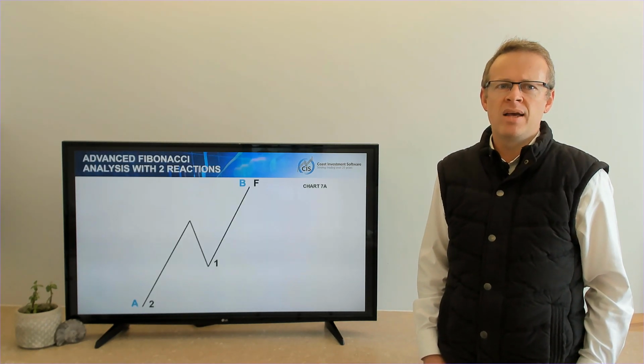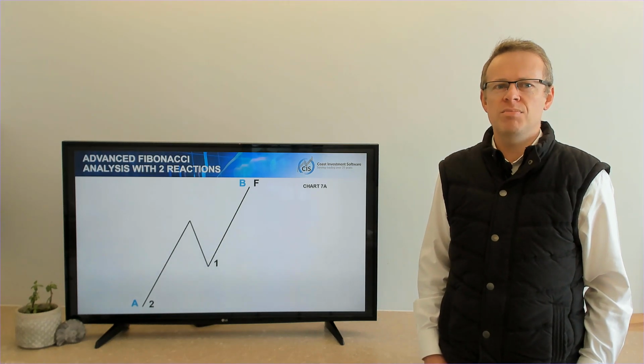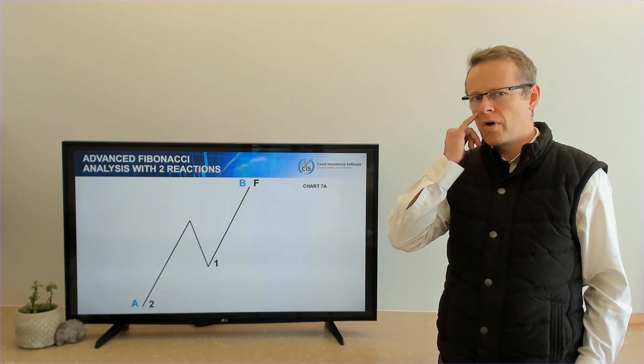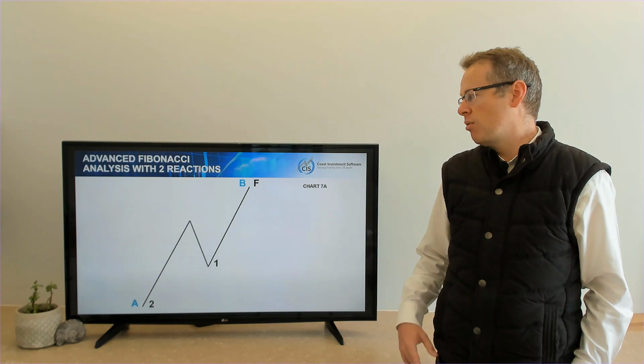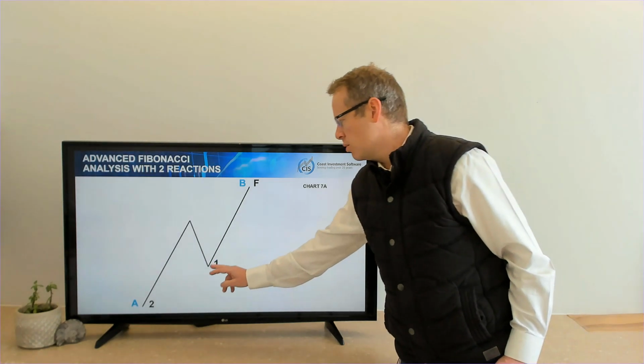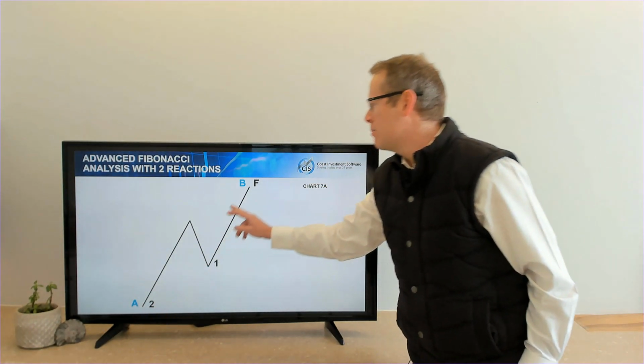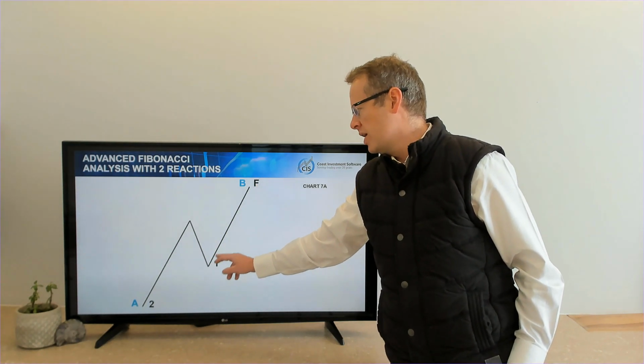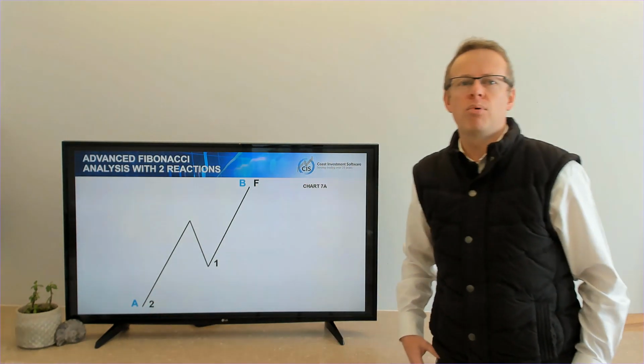Then looking at retracements, so we've talked about the basic high-low retracement. This is a more advanced analysis with what we call 2 reaction points, 1, 2, so you've got an up move with the market showing us a swing low here and the ultimate low at point 2.